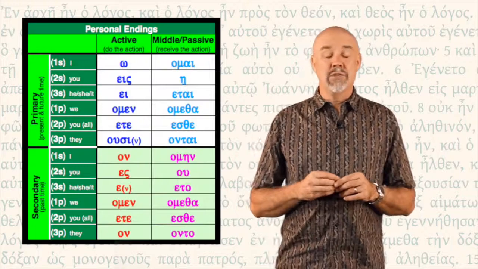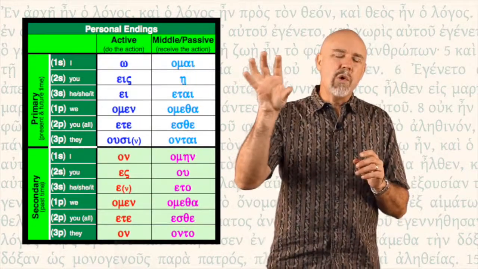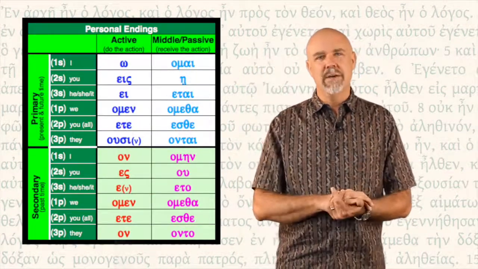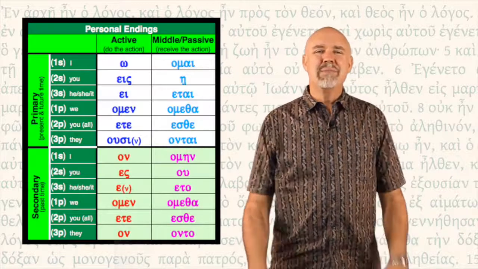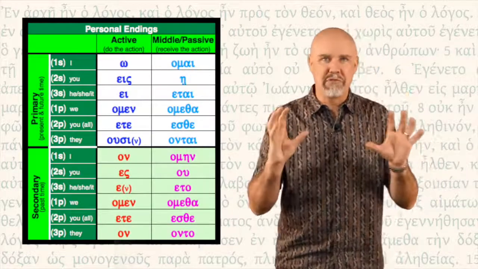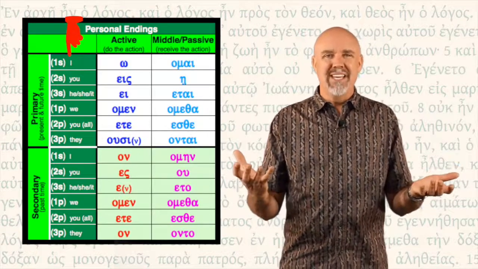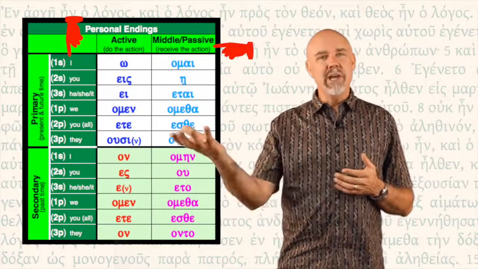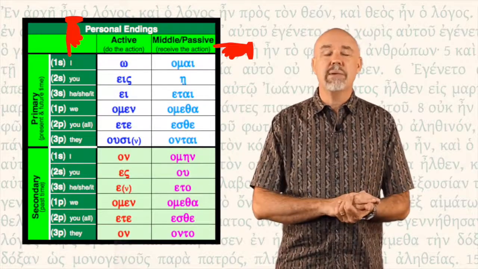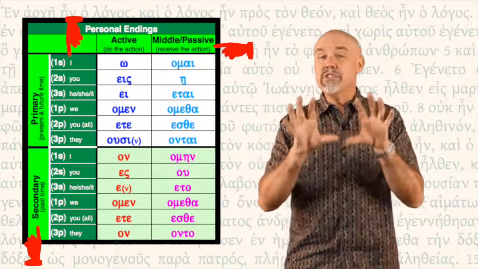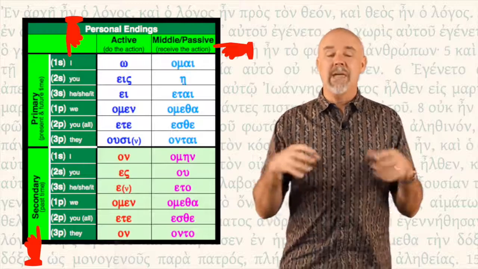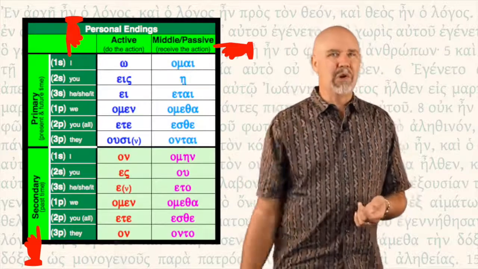Now, today we start with the personal endings. If you look up in the upper right-hand corner, you'll see the personal endings. These are very important because they give you a lot of information. The first thing they tell you is the person and number. But they also will tell you the voice, and they'll tell you some things about the tense. So these personal endings are your friend. And in fact, you need to have them down cold.